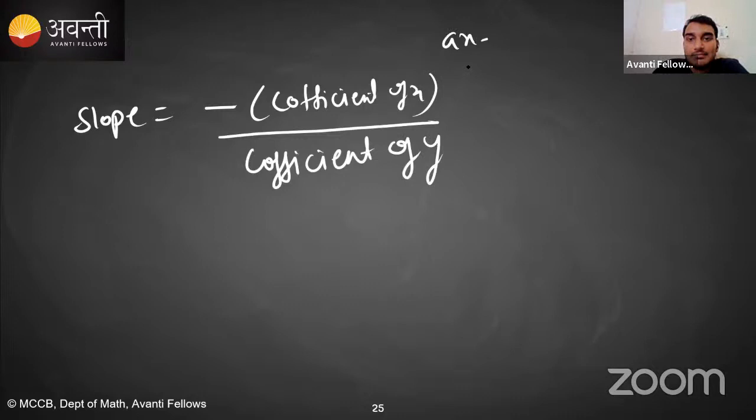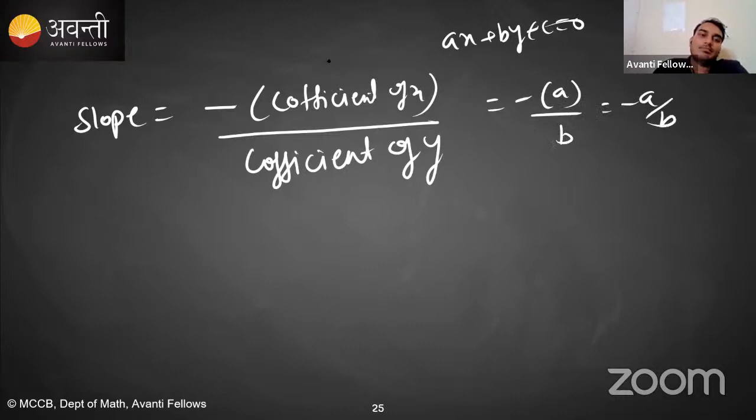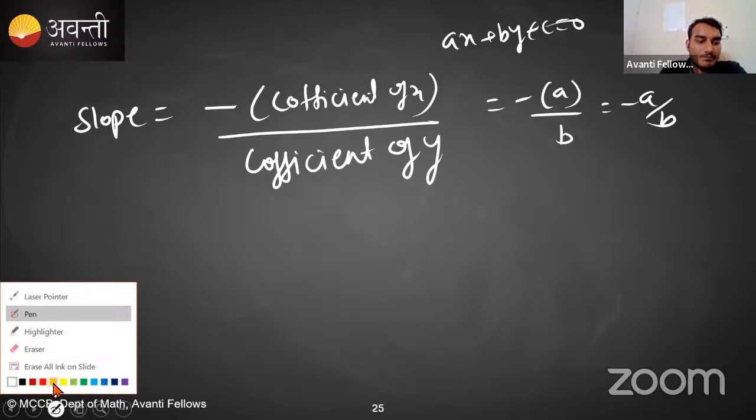Okay, ax plus by plus c is equal to 0. So what would be the slope? Minus times coefficient of x, what is the coefficient of x? a, upon coefficient of y which is b, so minus a by b. Is this clear, students? If ax plus by plus c is equal to 0 is given, then the slope is minus coefficient of x upon coefficient of y.